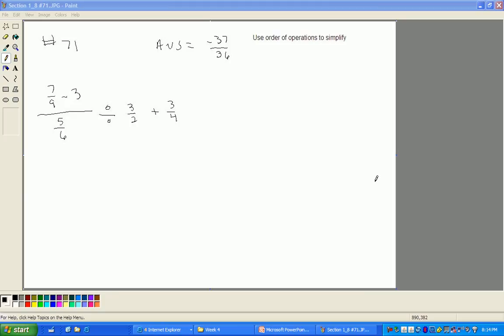Okay, the second problem we're going to work on is number 71. Again, I went ahead and wrote the answer. It's going to be negative 37 over 36. And we want to use the order of operations to simplify this.